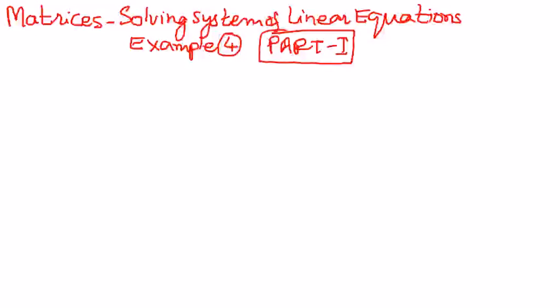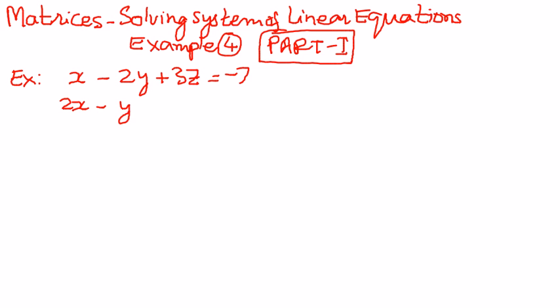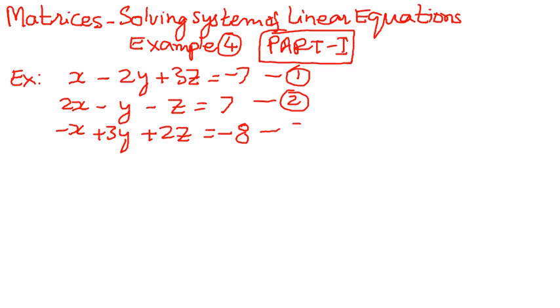So in this example, let us take a system of linear equations in 3 variables. The example is as follows: x minus 2y plus 3z is equal to -7, then 2x minus y minus z is equal to 7, and then -x plus 3y plus 2z is equal to -8. This is equation number 1, this is equation number 2, and this is equation number 3.